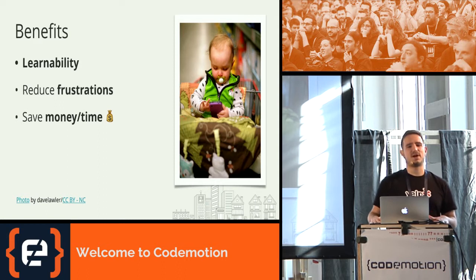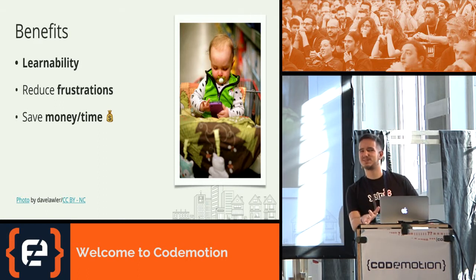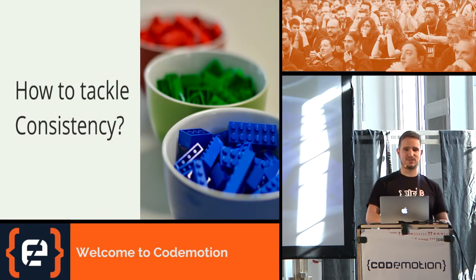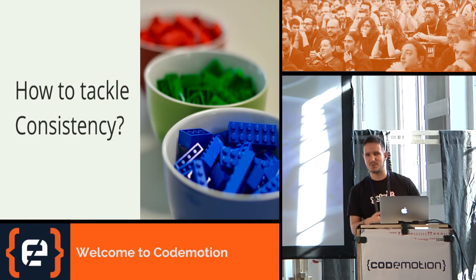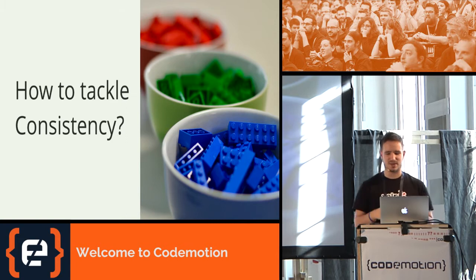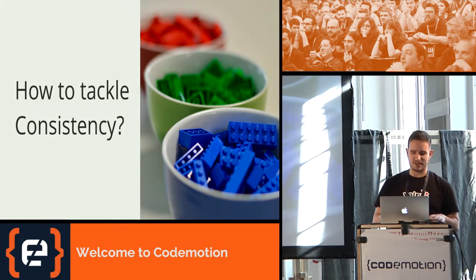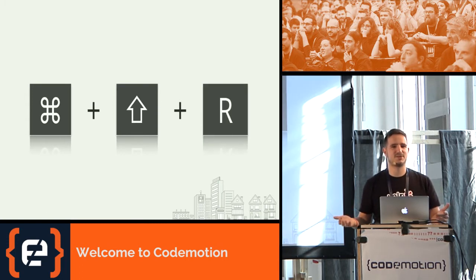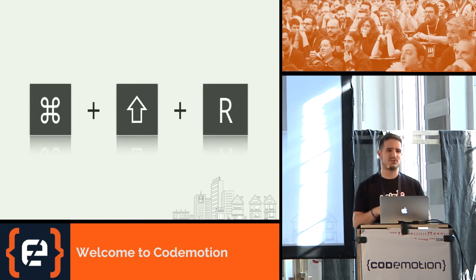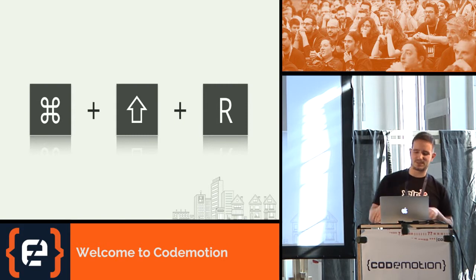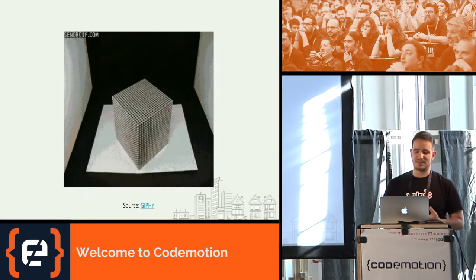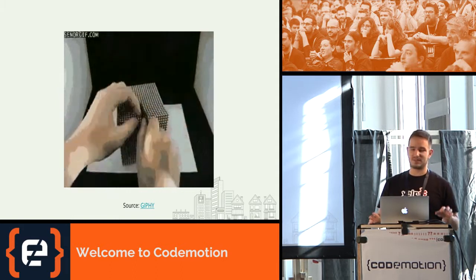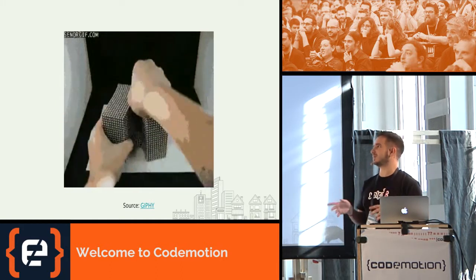OK, I hope I convinced you that consistency can be a good thing. How to tackle consistency? Let's say that I have my code base with a bunch of layouts, and I want to refactor a little. So I will start with refactoring. This is the Android Studio shortcut for find and replace. But the problem is that if I don't have a huge set of tests, that's what could happen.